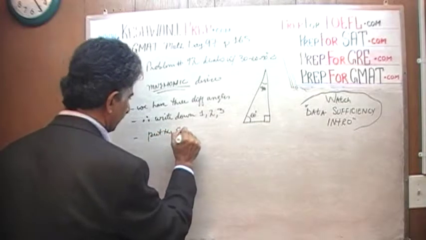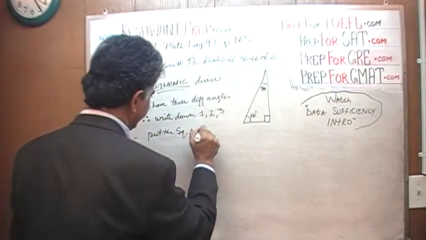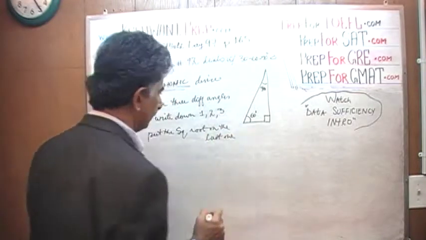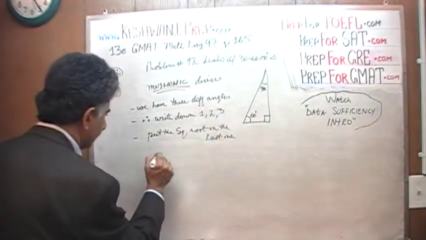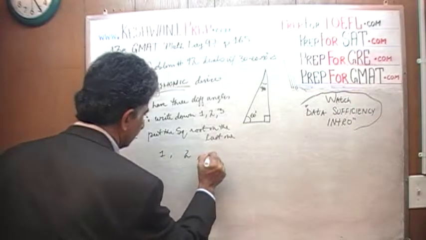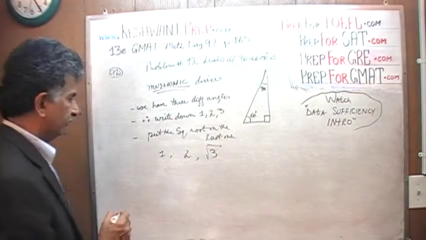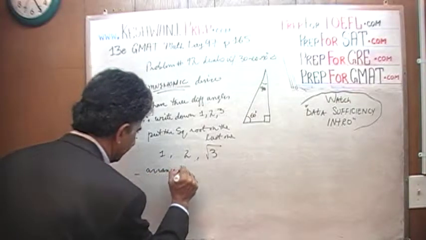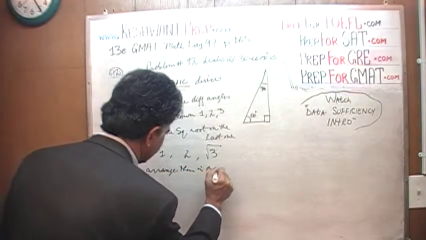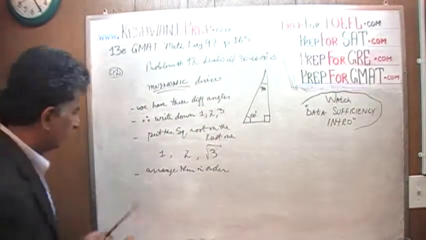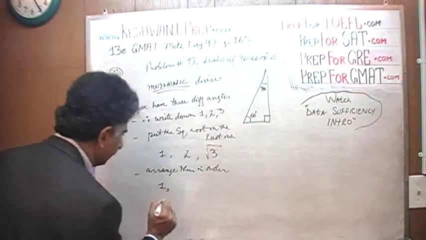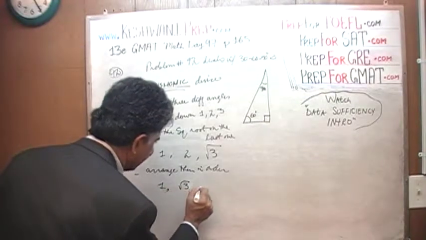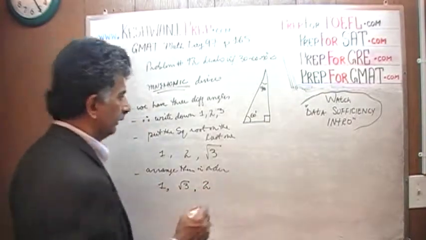Put the square root sign on the last one. So here's the 1, 2, 3, with the square root sign on the last one. Step 4: arrange them in order. The smallest one is 1. The one after that is not 2, it is root 3. And finally 2.